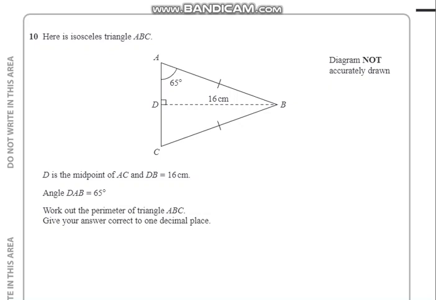Today we are attempting the 10th question of Mathematics A, Paper 1 at Jan 2021. So let's get started. Here is isosceles triangle ABC, and they say that D is the midpoint of AC and DB equal to 16 centimeters. So D here is the midpoint between A and C. Angle DAB or angle A is equal to 65 degrees. Work out the perimeter of triangle ABC. Give your answer correct to one decimal place.